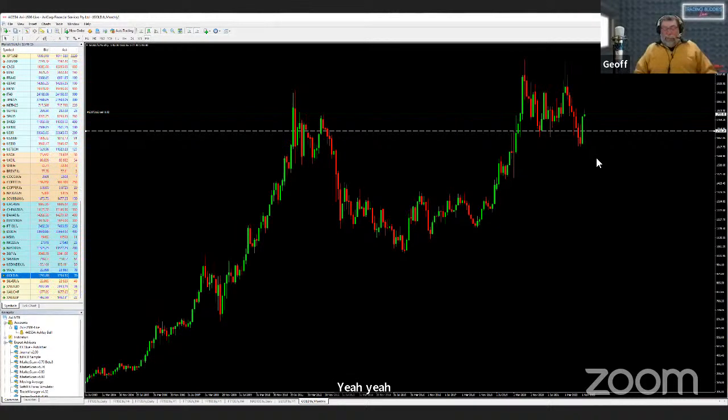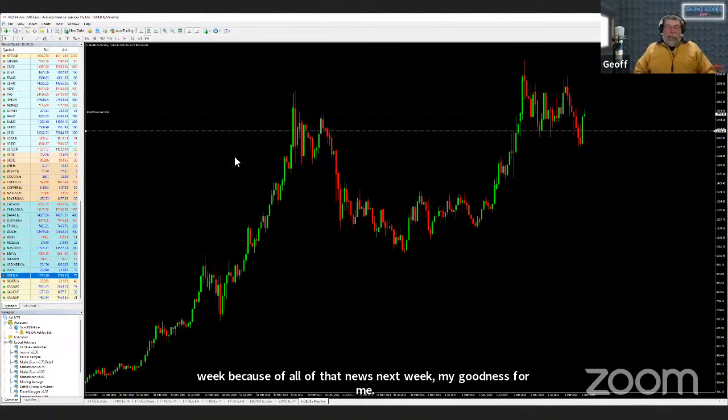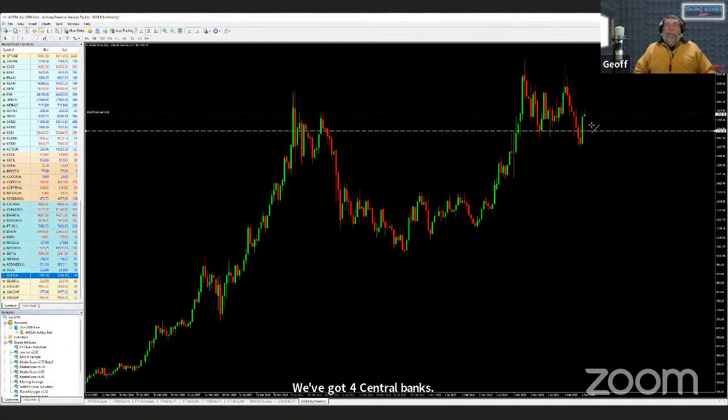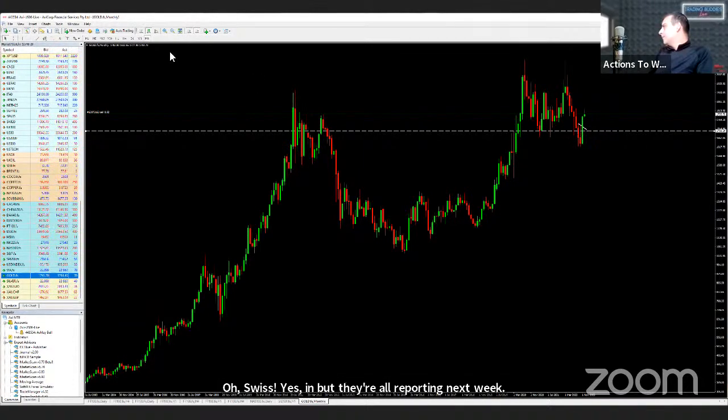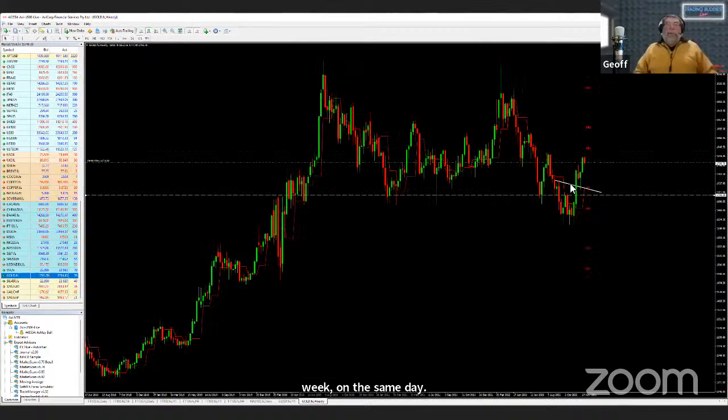Because of all of that news next week, my goodness me, we've got four central banks: the ECB, BOE, Fed, and one other, the Swiss SNB. They're all reporting next week, on the same day. Wow, that could be a roller coaster. Yeah, it could well be a roller coaster.